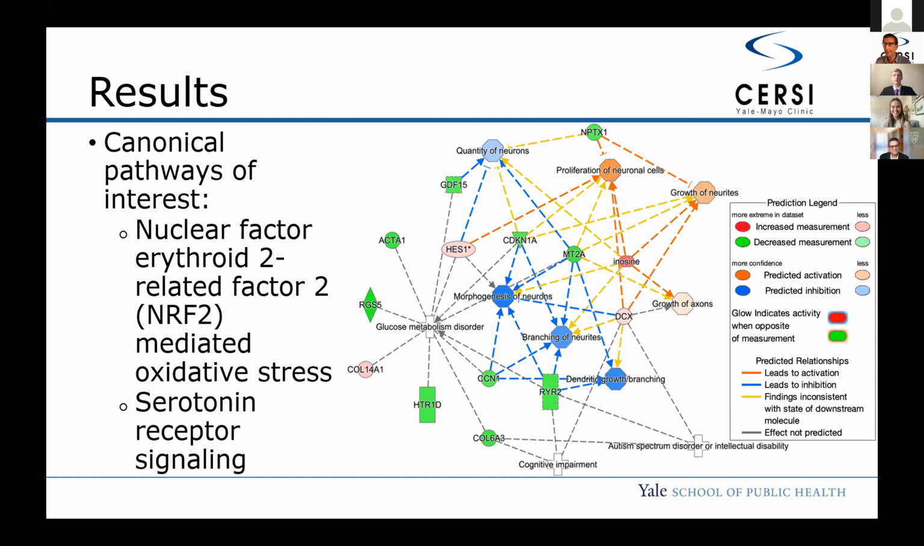The three diseases of interest identified through this pathway analysis and represented as the white crosses in this diagram are autism spectrum disorder or intellectual disability, cognitive impairment, and glucose metabolism disorder, the latter of which has been implicated in the etiology of autism spectrum disorder. So it should be noted that each connection in this diagram represents a significant relationship supported by findings in published literature, while the yellow connections actually indicate a finding that is contrary to what would normally be expected based off of that literature.